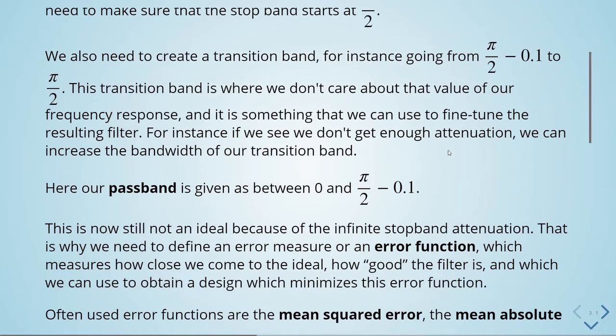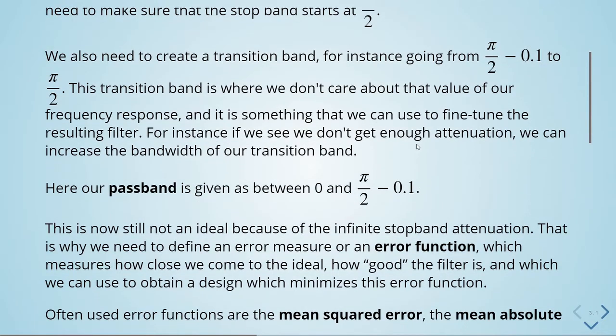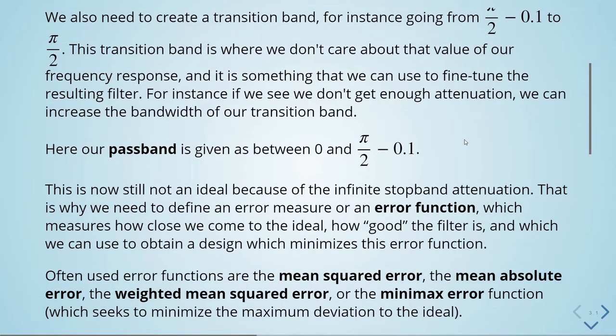Here our pass band is given as between 0 and pi divided by 2 minus 0.1. So we have this transition band, and we have our pass band from 0 to pi divided by 2 minus 0.1. This is still not an ideal filter. So we can also define an error measure or an error function which measures how close we come to the ideal, so how good the filter is, which we can use to obtain a design minimizing this error function.